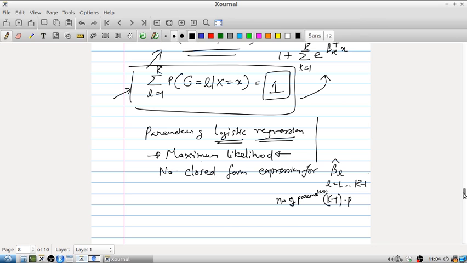Given data xi, gi, for i equal to 1 to n, I want to get these beta hats, L equal to 1 to K minus 1. So somehow I need to transform data into these parameters, and that transformation is done by maximum likelihood to get these parameters.